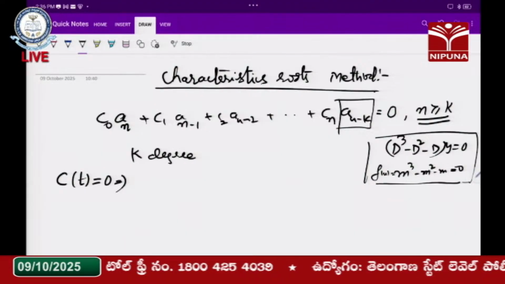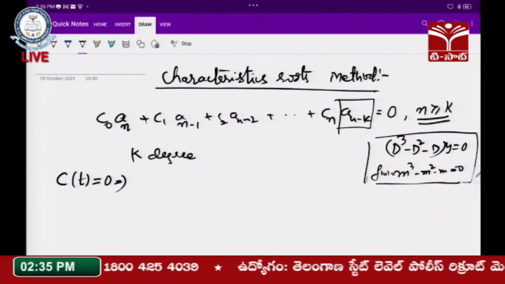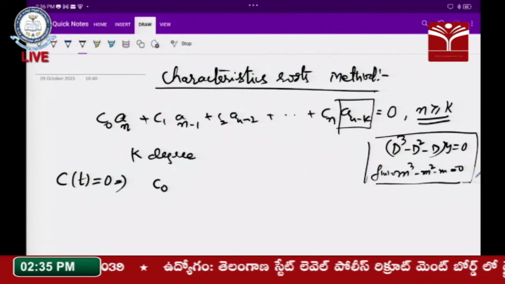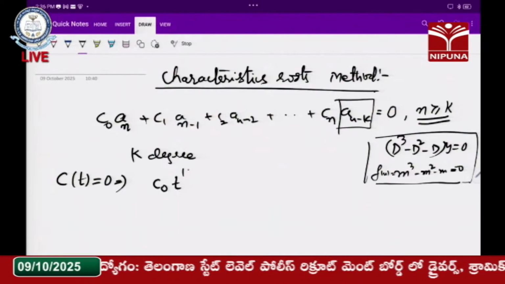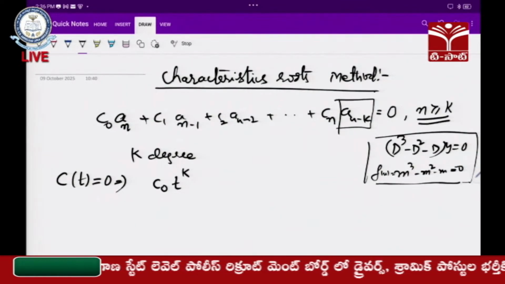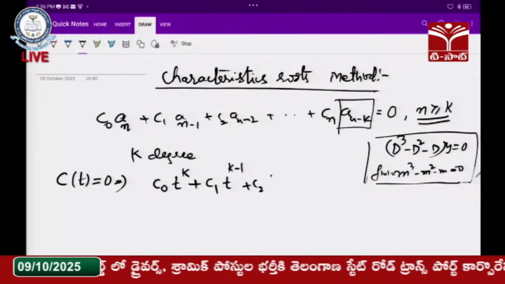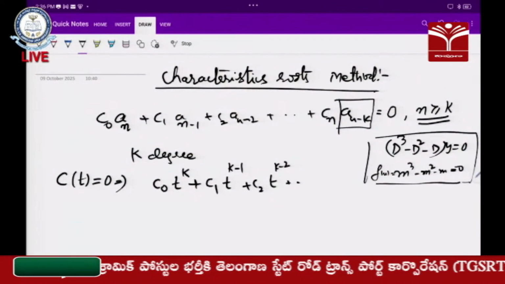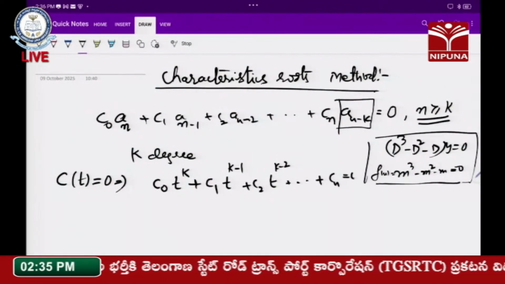Since it is the kth degree recurrence relation, the first coefficient C naught is as it is, and we write t to the power of k, the highest degree, plus C1 into t to the power of k minus 1, plus C2 into t to the power of k minus 2, and so on, plus Ck equal to 0.